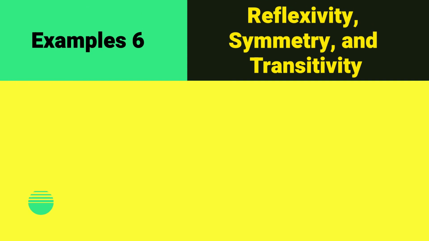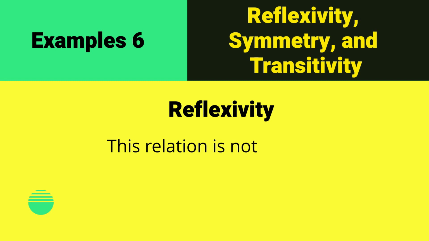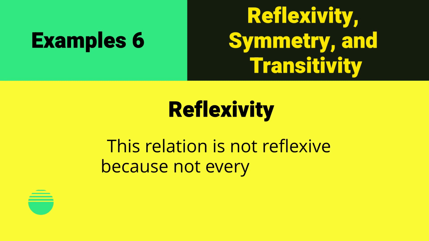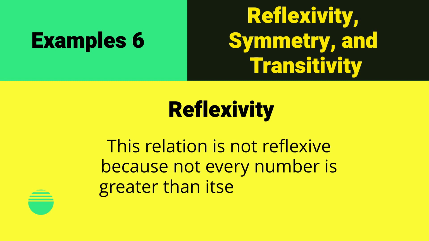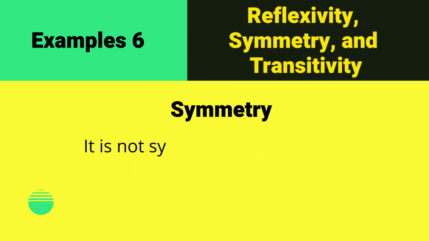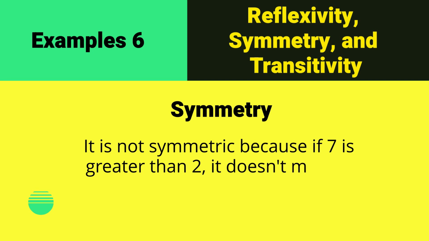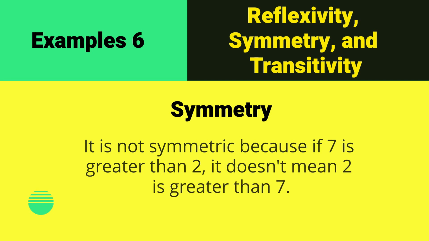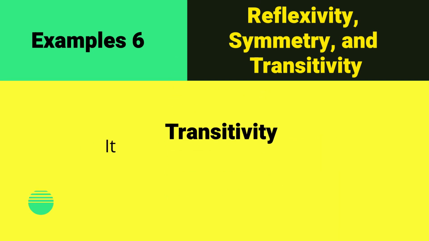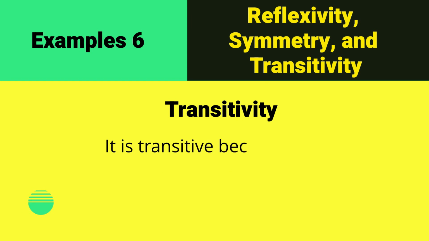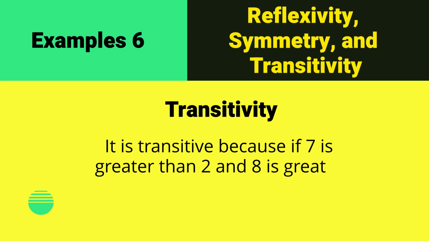Number 6. Reflexivity, symmetry, and transitivity. Reflexivity: this relation is not reflexive because not every number is greater than itself, like 2 or 3. Symmetry: it is not symmetric because if 7 is greater than 2, it doesn't mean 2 is greater than 7. Transitivity: it is transitive because if 7 is greater than 2 and 2 is greater than 1, then 7 is greater than 1.